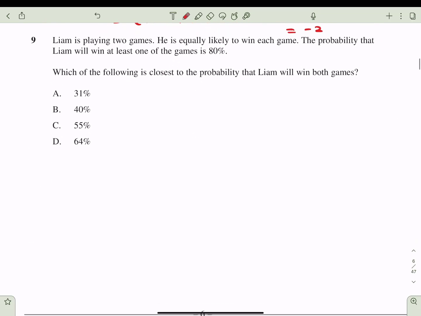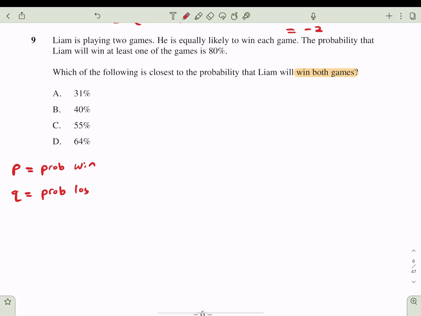Moving on, question 9. Liam is playing 2 games. He is equally likely to win each game. The probability that Liam will win at least one of the games is 80%. Which of the following is closest to the probability that Liam will win both games? So before we begin, let's define a couple of things. We first say that P is the probability of Liam winning any game. Okay, so let's say Liam plays a game, P is the probability that he wins. And let's say Q is the probability that Liam will lose. Moreover, the question tells us the probability that Liam will win at least one of the games is 80%.